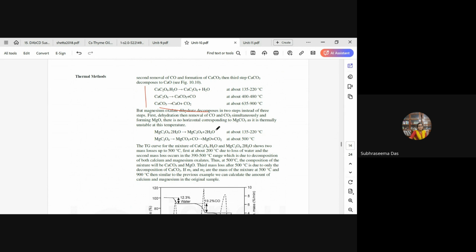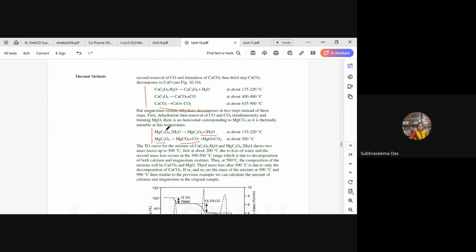But magnesium oxalate decomposes in two steps. First is the removal of water from magnesium oxalate, and then the magnesium oxalate directly converts to MgCO3, and immediately it is converted to MgO.